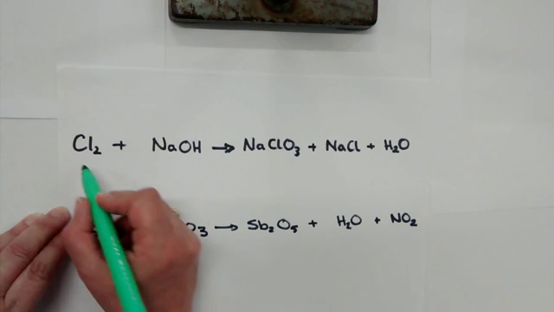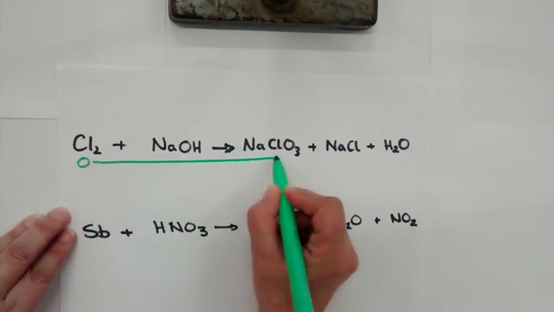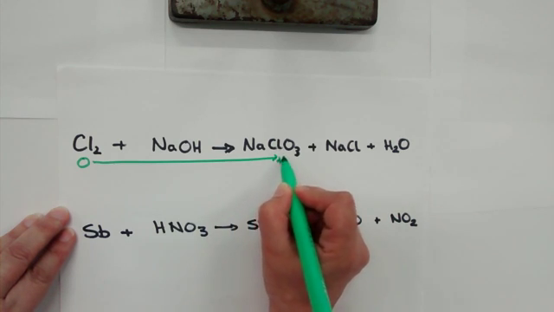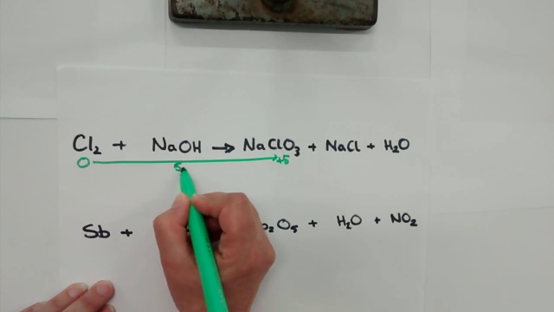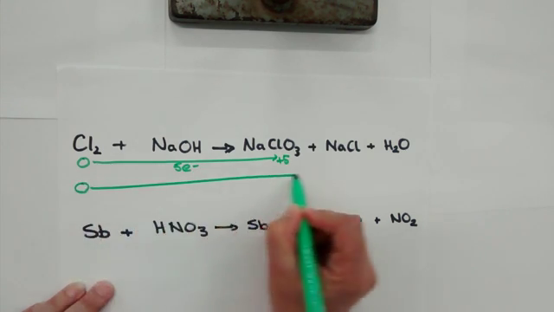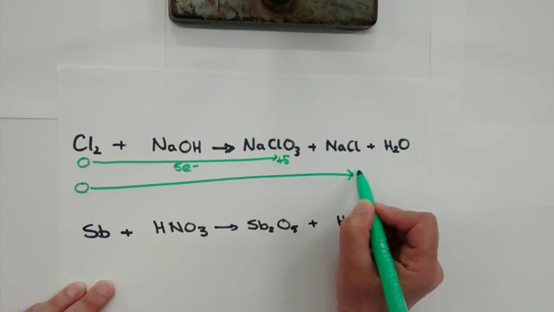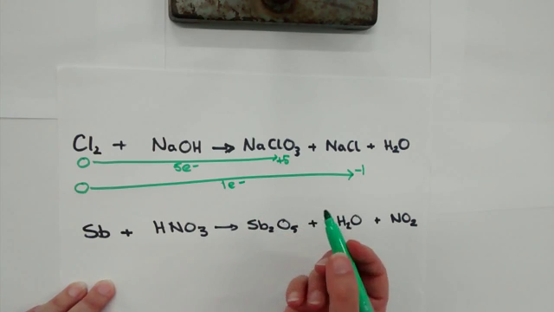So looking here, my chlorine starts in an oxidation state of 0 and it goes to +5. So here we've lost 5 electrons. Also, a chlorine goes from here to here and it goes to -1. So here it has gained 1 electron.